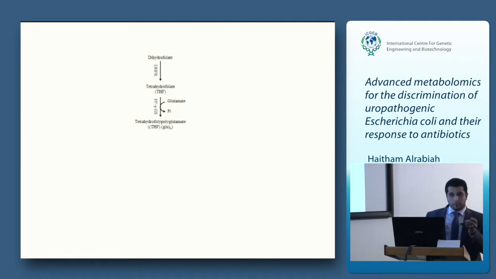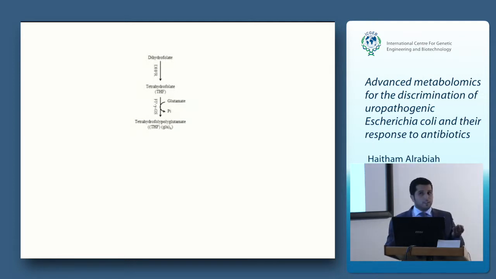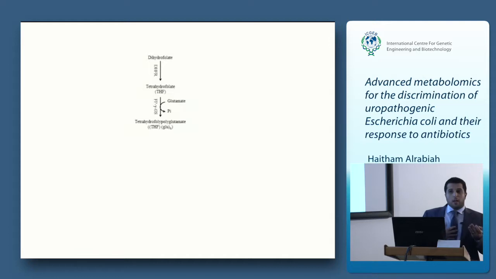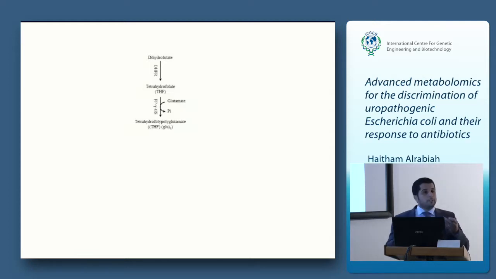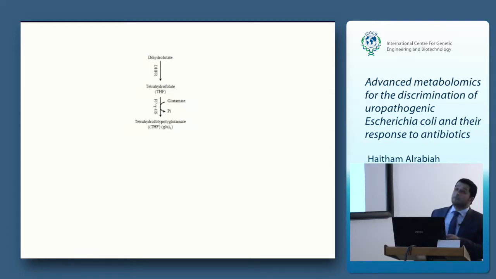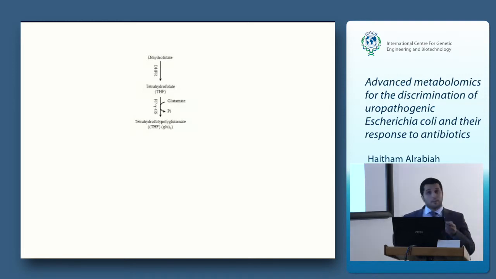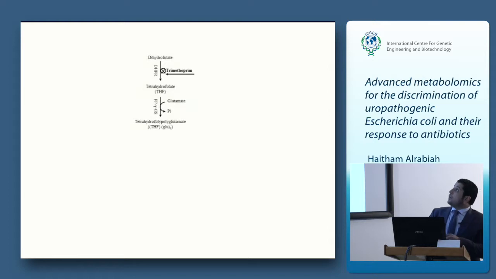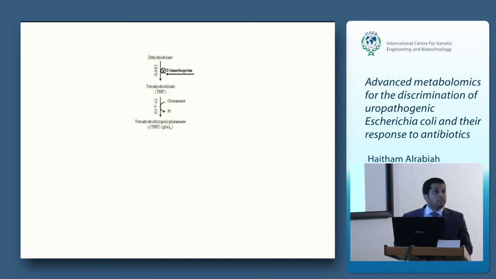Now, due to the permeability of drug molecules at pH 7, we expected to see that metabolites linked with this enzyme at pH 7 will show a stronger response than metabolites extracted at pH 5. Now, when trimethoprim acts as a blocker or inhibits the dihydrofolate reductase enzyme, this will deprive the cell of tetrahydrofolate and will cause an accumulation of dihydrofolate.